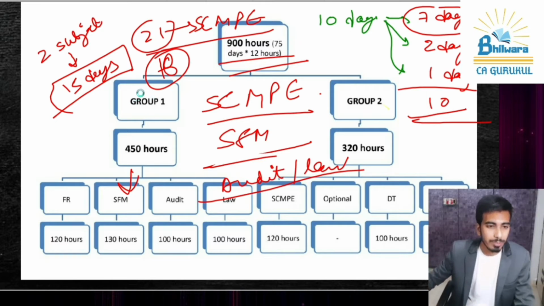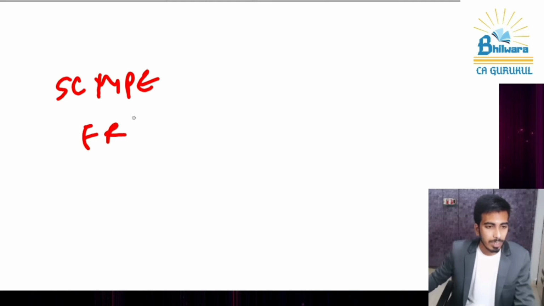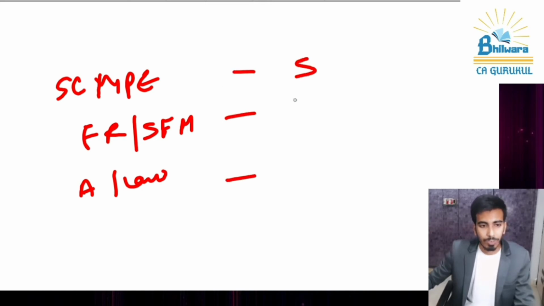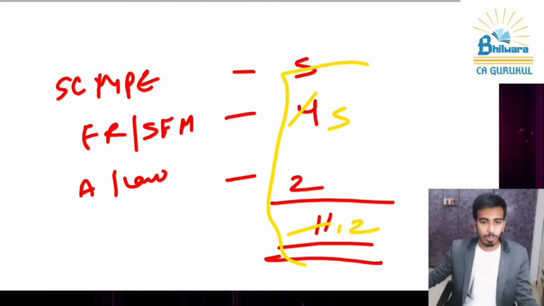What you have to do is SCMP, then FR or SFM, then audit or law. SCMP you can study for 5 hours, FR around 4 hours, and audit and law for 2 hours. So that is roughly 11 hours you can start with. If you want to give 5 hours, you can start with 5 hours, and this will be 12 hours. So this should be your broad category. In 15 days you have to do this.